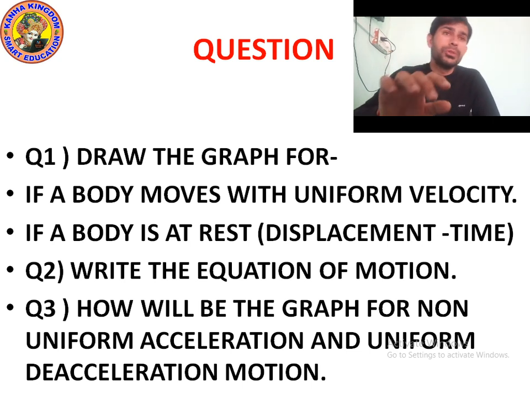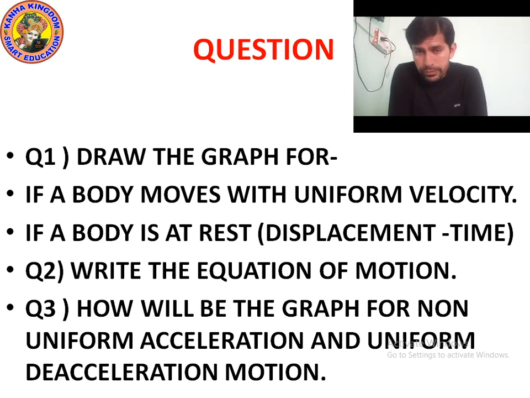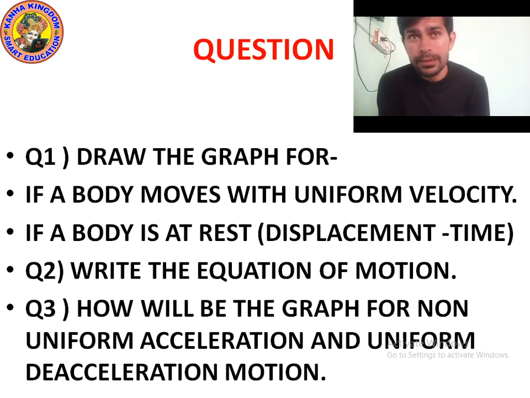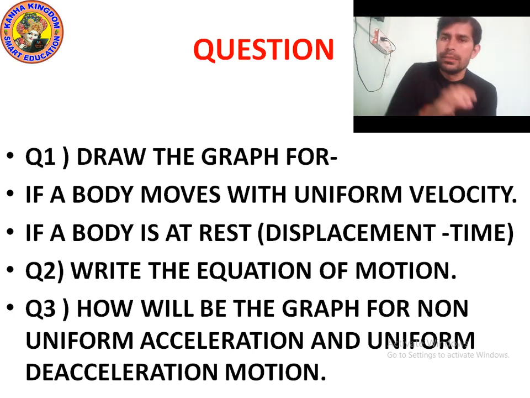Next is, write the equations of motion. You already know the equations of motion. First equation of motion is v is equal to u plus at. Second is s is equal to ut plus half at square. Third is 2as is equal to v square minus u square, where u means initial velocity, v for final velocity, a for acceleration, t for time, and s for distance traveled.